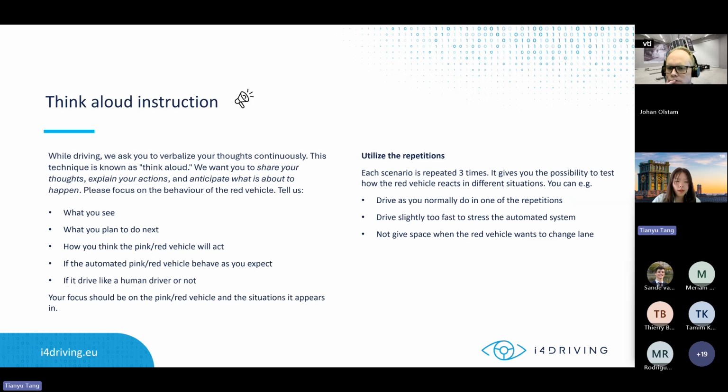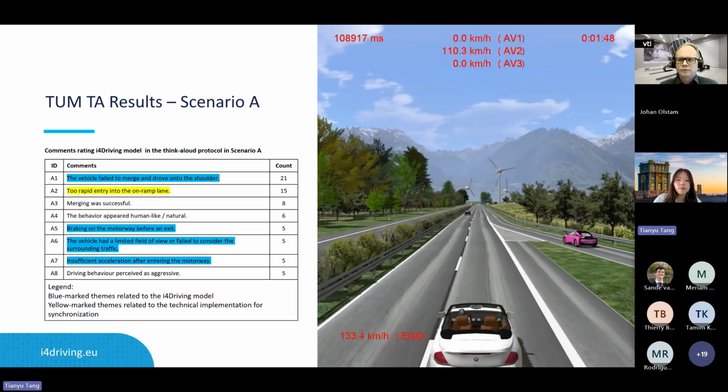Let me jump to our analysis on the Turing side. In scenario A, the most frequent comment was that the participant didn't give way to the pink vehicle from the merging side, and the pink vehicle continued driving on the shoulder. The participant perceived this behavior as unrealistic, but this issue was later addressed and improved on the VTI side. Another comment was that the pink vehicle braked on the motorway before accidents, and that it had inefficient acceleration after entering the motorway.